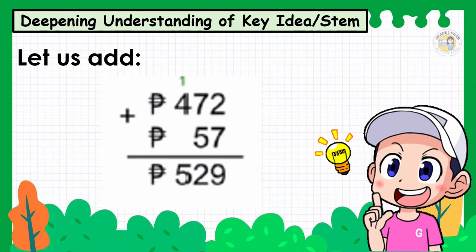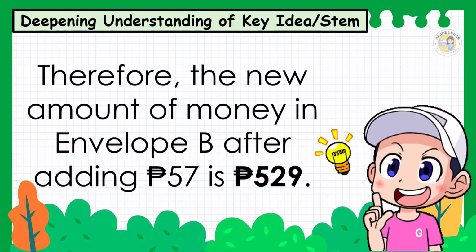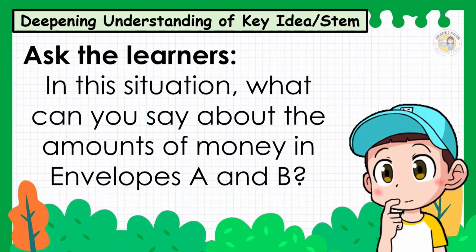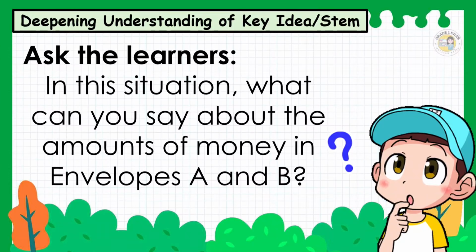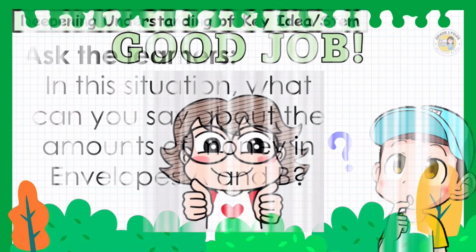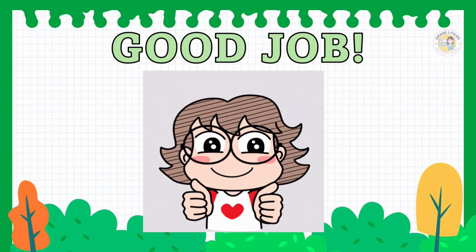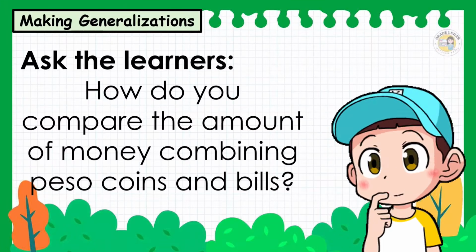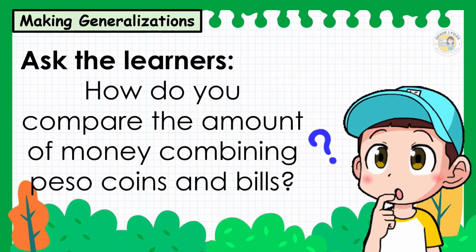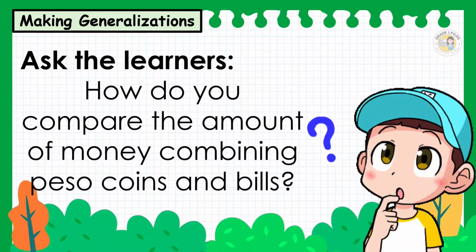472 pesos plus 57 pesos is equal to 529 pesos. Therefore, the new amount of money in envelope B after adding 57 pesos is 529 pesos. In this situation, what can you say about the amounts of money in envelopes A and B? How do you compare the amount of money combining peso coins and bills?